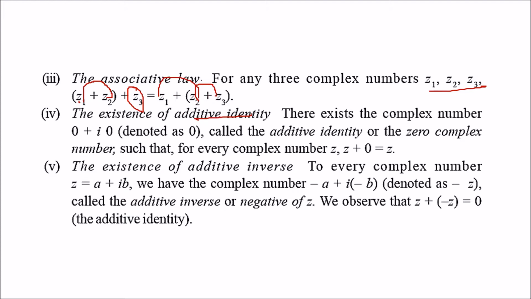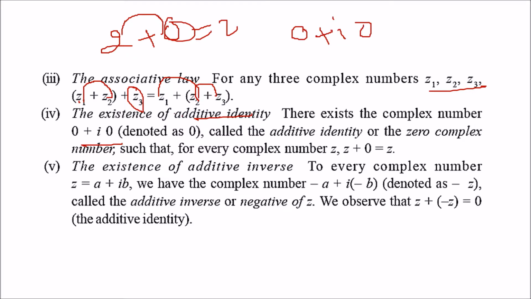What about additive identity? Additive identity means if you have some number, say 2, you add 0 and you get 2. So 0 is the additive identity of 2. In the same way, for complex numbers also we have the identity 0, but it is written as 0 + i0, which is denoted by 0 again. So the additive identity, or the zero complex number, exists for every number. As we added 2 with 0, you add this complex number z with 0, you always get the same number, that is z.